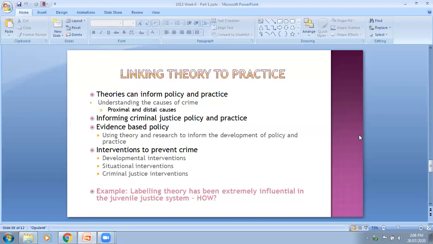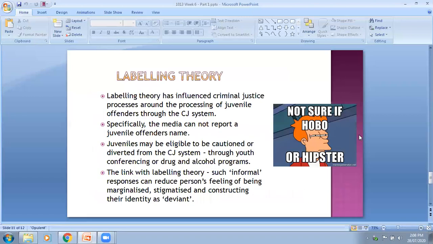Because really, how many ways are there to raise a child? Is there any one way that is the right way? Parents will try lots of different things to see what works. And it's the same with theory. We're going to try lots of different things to see what works because it helps us to inform policy and practice. So labelling theory. I did briefly touch on this.